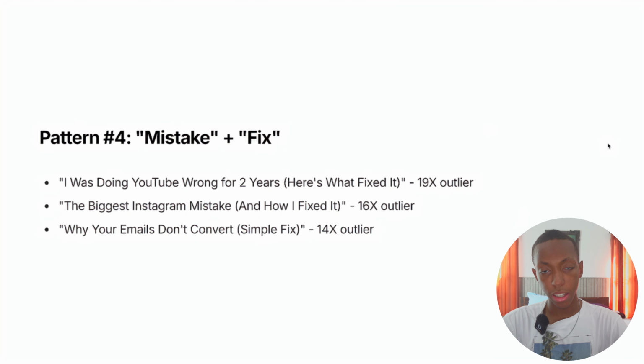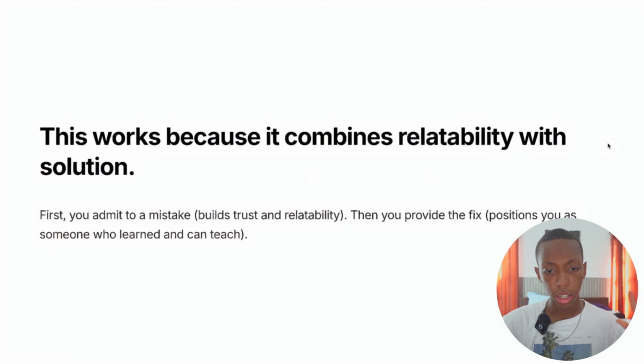The fourth pattern that I've been seeing that's doing really good is mistake plus fix. So for example, I was doing YouTube wrong for 2 years, here's what I fixed. Or the biggest Instagram mistake, and now I fixed it. Or why your emails don't convert, simple fix. Things like this. This works because it combines relatability with a solution.